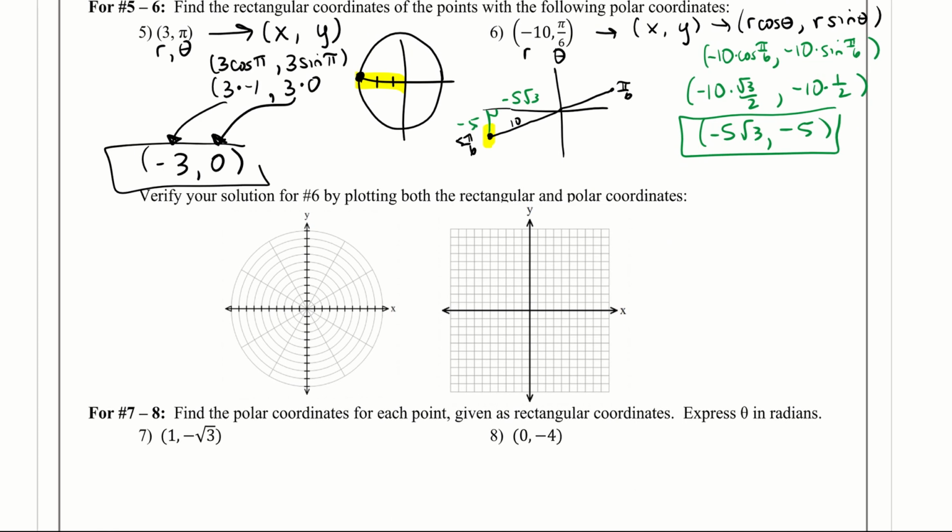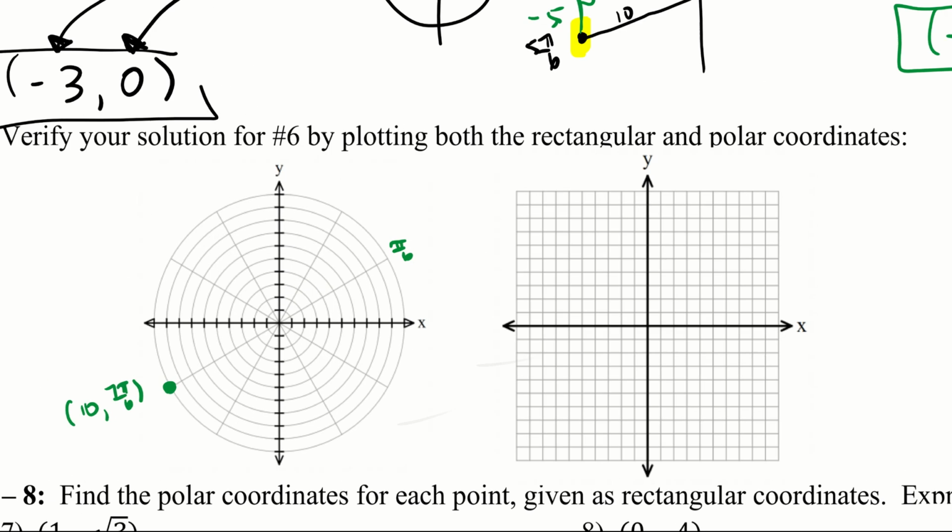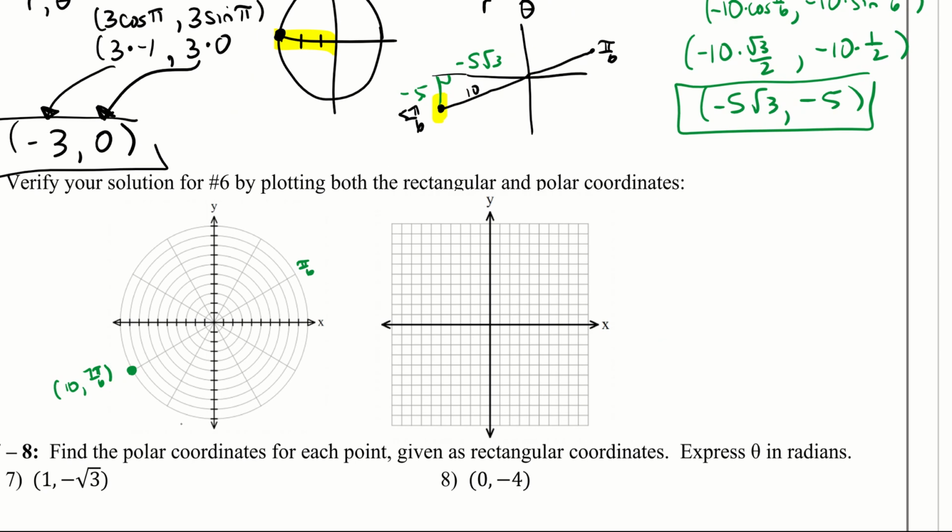Oh, and it says verify this by plotting both of them. So here we go. Negative 10, pi over 6 would be right here. This would be negative 10 units in the direction of pi over 6, or 10 units in the direction of 7 pi over 6, if you'd rather. And if I plot negative 5 root 3, negative 5, let me just get a sense of where that would be. I'm going to open up a calculator real fast to convert negative 5 root 3 to a decimal.